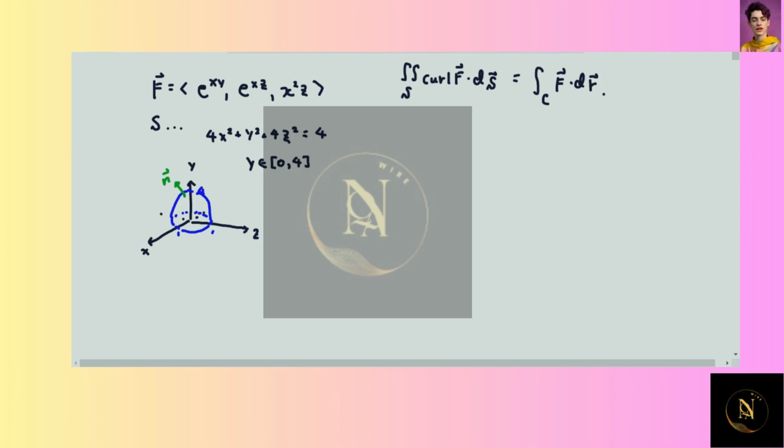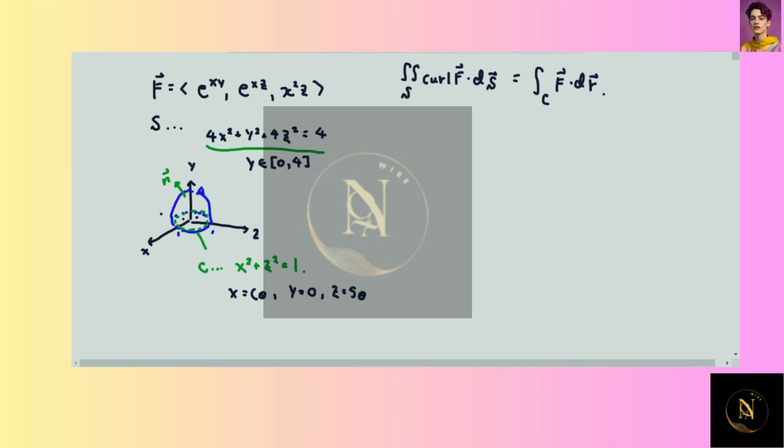so the ellipsoid is right here. You can find out that y is from 0 to 4, and the projection onto the xz plane is simply a circle. So C is a circle, x squared plus z squared is equal to 1. Because of that, I would like to choose the parameterization x equals cosine theta, we know that y is equal to 0, and z is equal to sine theta.